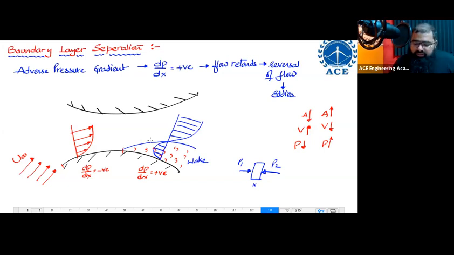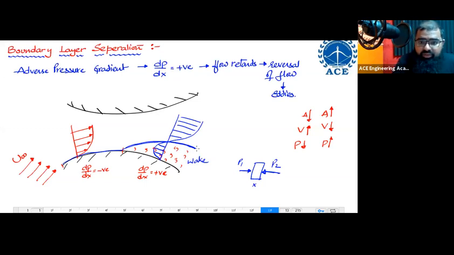Because of this reversal of flow, look at what has happened to the boundary layer. It was sticking to the surface previously. The boundary layer was always sticking to the surface. Look, this was the boundary layer, sticking to the surface. Now the boundary layer is getting separated from the surface. It was previously sticking to the surface, and now it has lifted off the surface. This tendency is known as boundary layer separation.